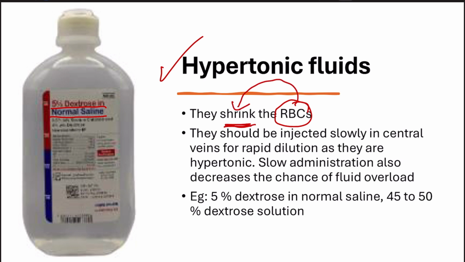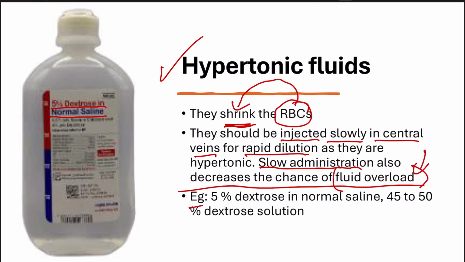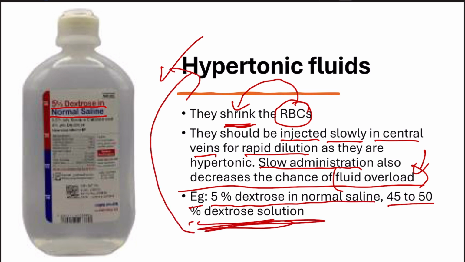So they should be injected very slowly in the central veins, because they are hypertonic in nature, so they need to get rapidly diluted. And also this slow administration decreases the chances of fluid overload, because they have a great tendency to pull in fluid. So slow administration will lead to a decrease in the chances of fluid overload. Examples, we have 5% dextrose in normal saline, then we have 45 to 50% dextrose solution. So these are the examples of hypertonic fluid.